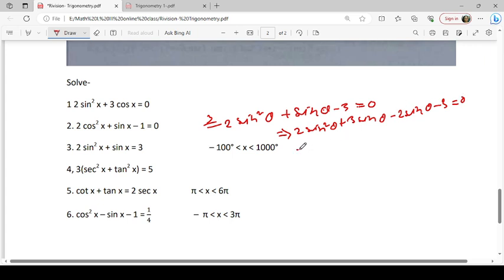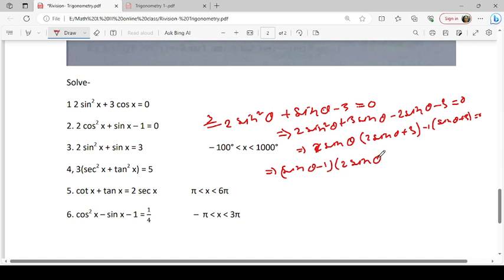Now we factorize: take sin theta common, in the bracket we have 2 sin theta plus 3, then minus 1 into 2 sin theta plus 3 equal to 0. Then the factors are sin theta minus 1 whole into 2 sin theta plus 3 equal to 0.